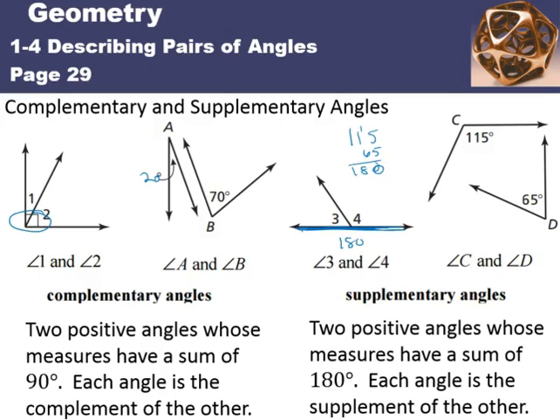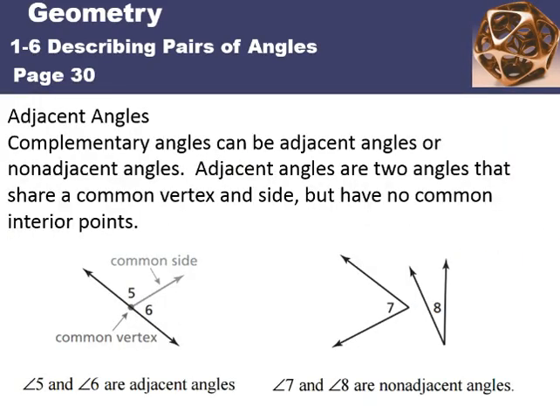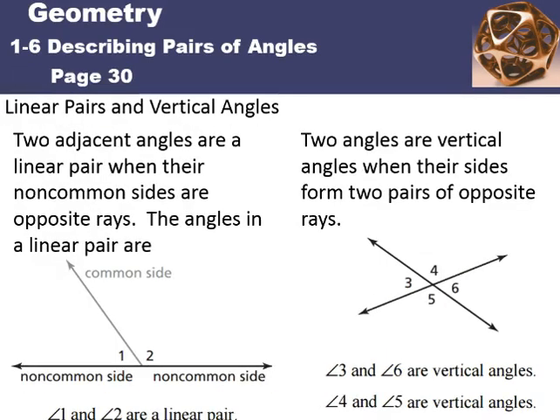All right, and here's some more pictures of adjacent angles. Adjacent angles have a common vertex and a common side. These are not adjacent because they don't have a common vertex or a common side. And then a linear pair is when we have a straight line, and they have a common side. So these are a linear pair.